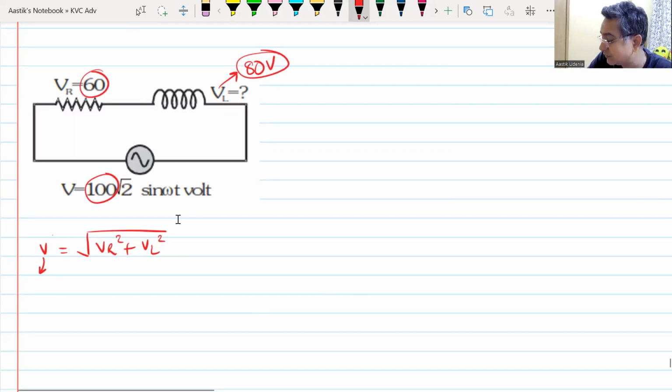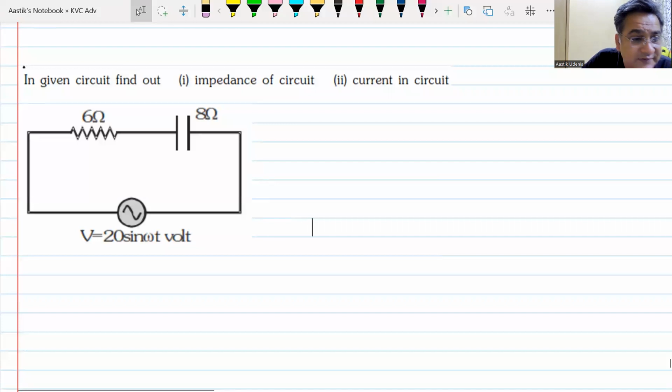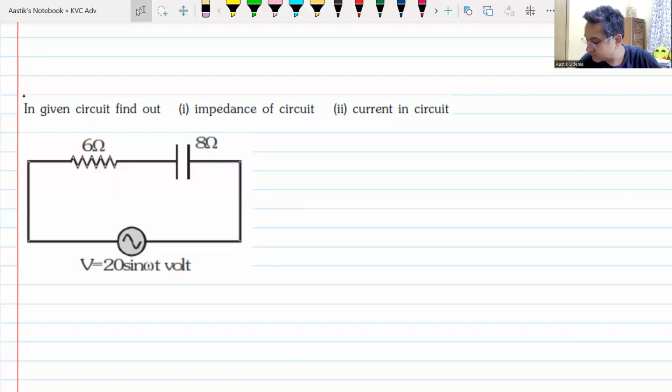I hope you understand the answer for the last one. Yes, sir. This is the next one. In the given circuit, find out the impedance of the circuit, and number 2, find out the current in the circuit. The impedance of the circuit will be the square root of 6 square plus 8 square. That will be 10 ohms.